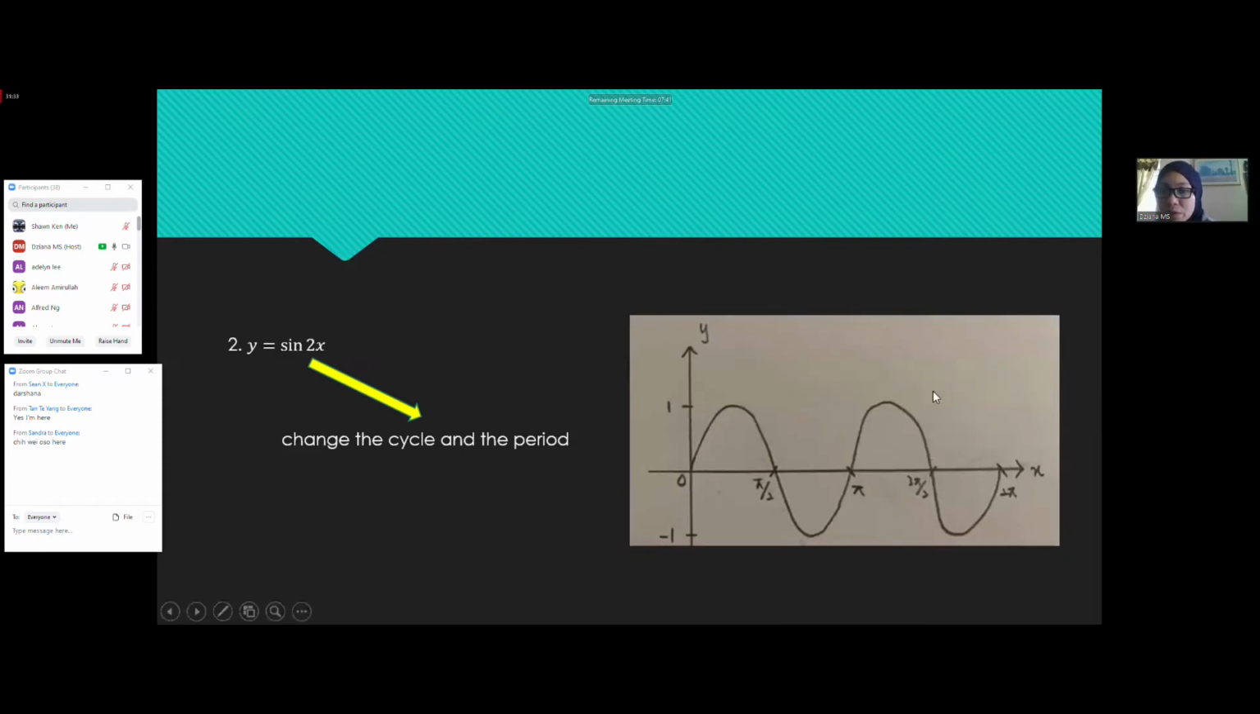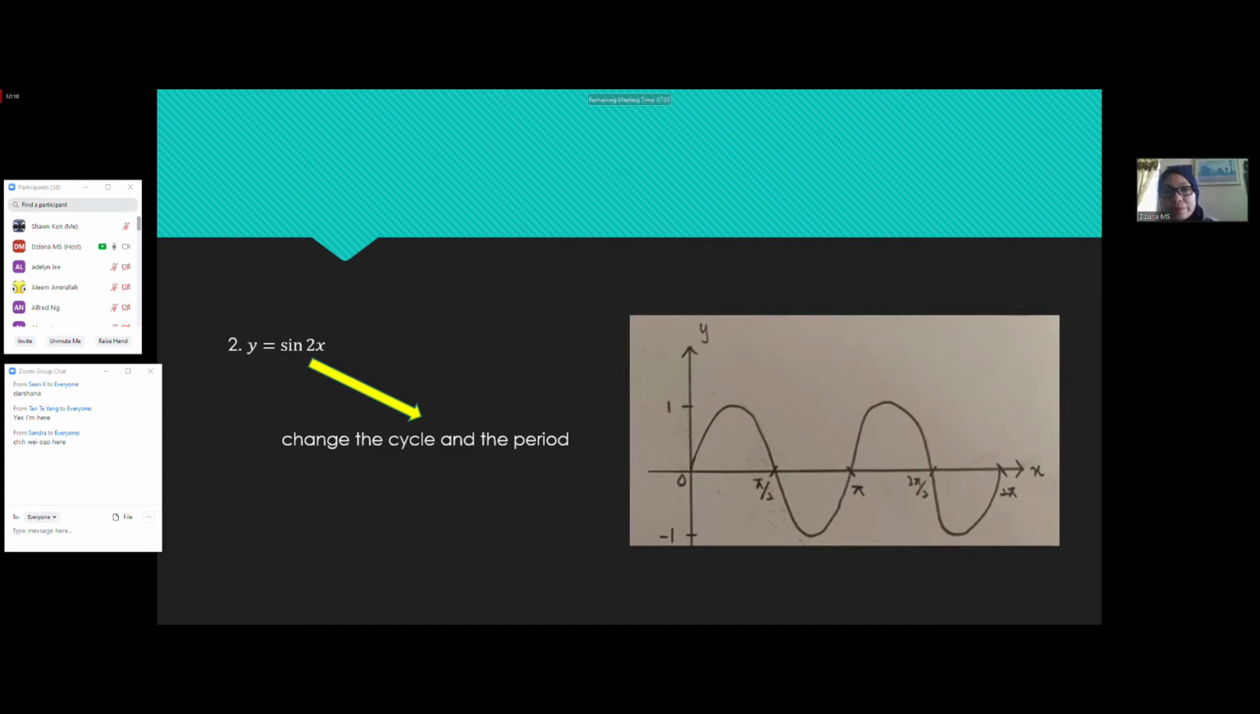Okay, see the cycle, instead of having one cycle in 2 pi, you already have 2 cycles, like you are pulling the rope closer. The maximum and the minimum remain as 1 and negative 1, but the number of cycles, you add 1 more, so the gap between the curve is nearer, okay? So it cuts at 0, half pi, pi, 3 over 2 pi and 2 pi. Okay, any question?